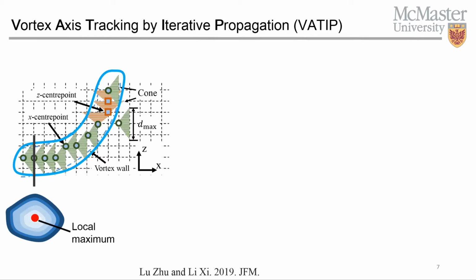Moreover, we involve an iterative propagation step which connects different parts of the highly curved vortices. This will give our VATIP method the capability of tracking those three-dimensional vortices, like the hairpin vortex.